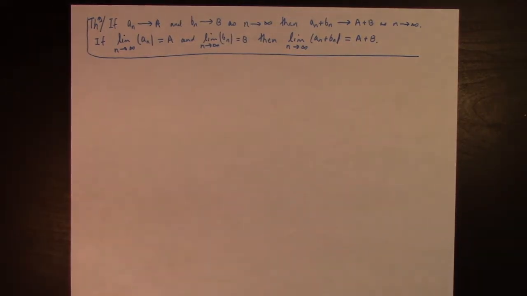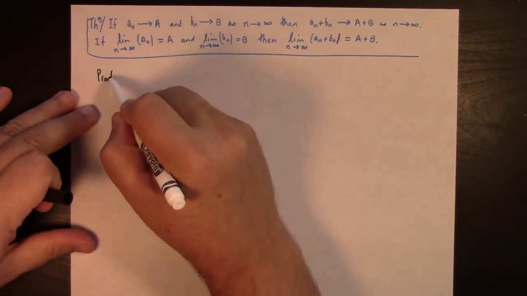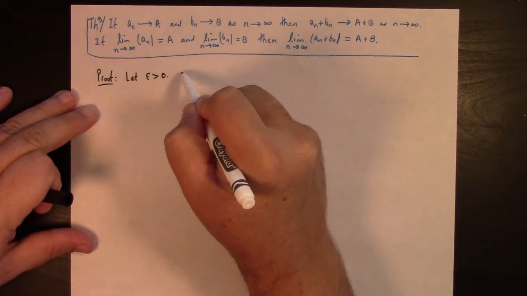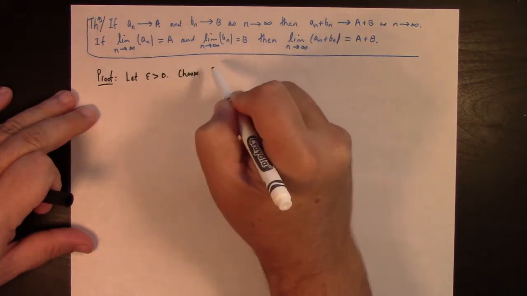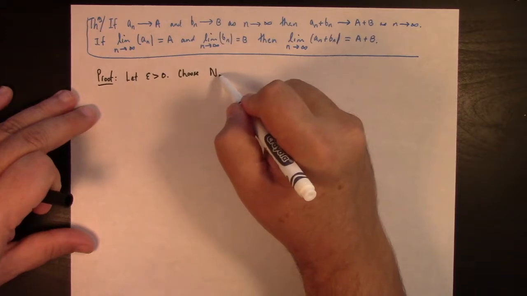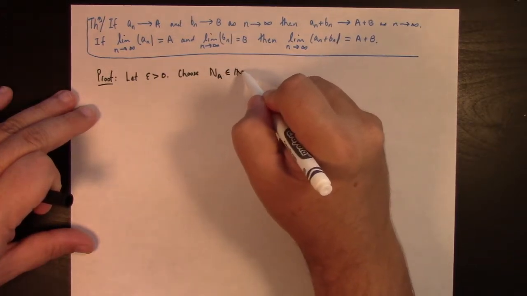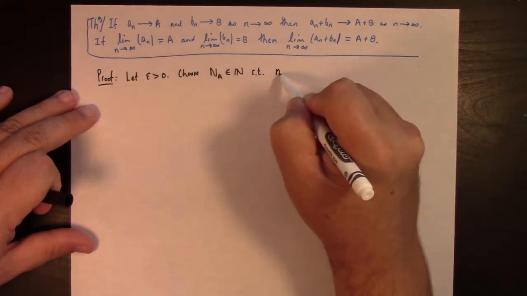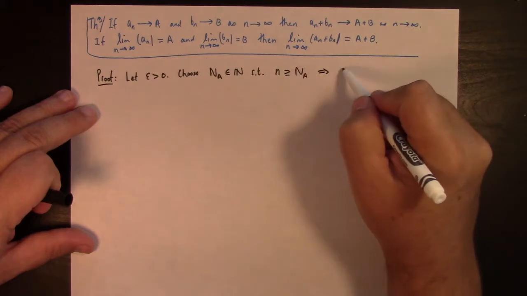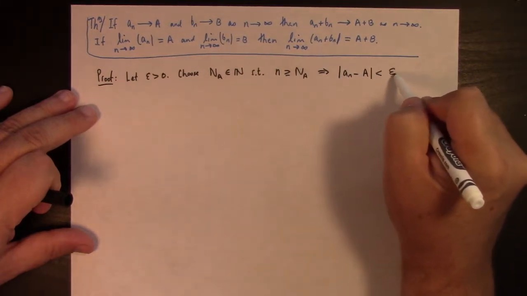Alright, so let's get to it. The proof looks like this. Proof. Let epsilon be greater than 0. Choose n sub a in the natural numbers such that n greater than or equal to n sub a implies that the absolute value of a sub n minus a is less than epsilon over 2.